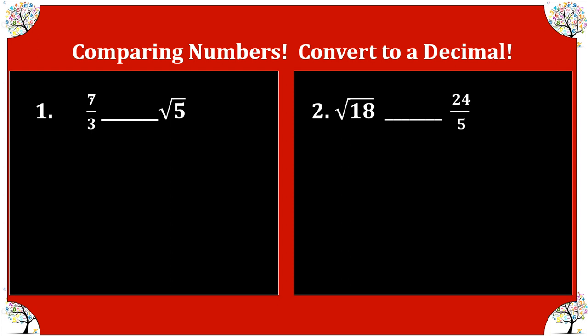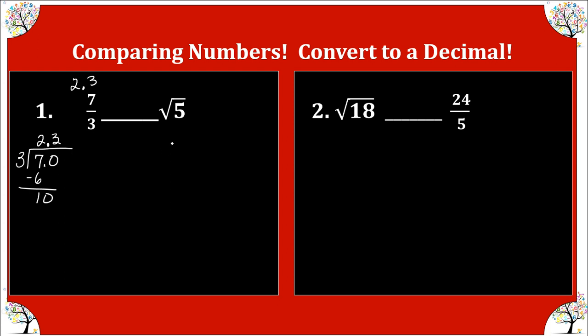So we are comparing to see if 7 over 3 is greater than, equal to, or less than the square root of 5. So first let's convert 7/3 into a decimal, and then we'll compare decimals. So we're going to divide 3 into 7, top goes in the box. So 3 goes into 7 2 times. 2 times 3 is 6. Bring up our decimal, and then 3 into 10 goes about 3 times. So this is about 2.3.